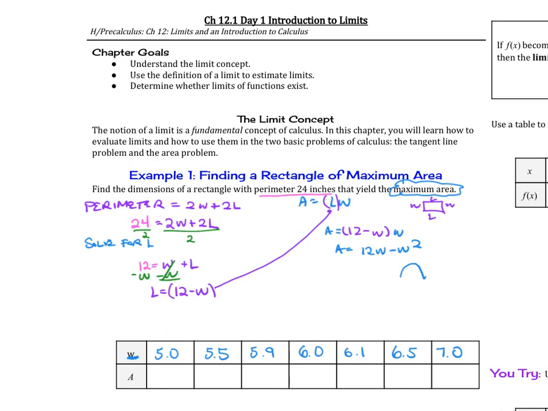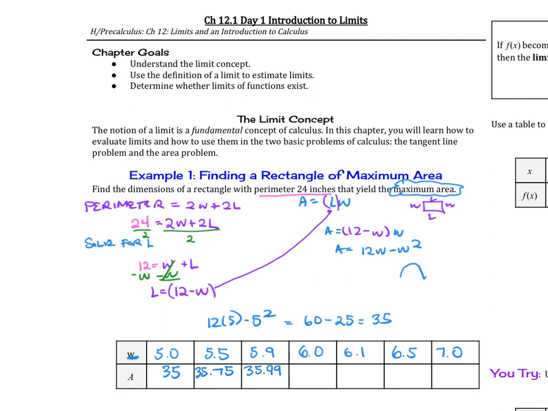So we're going to plug in this W into this equation to find the area. We're going to try 5. So this is going to be 12 times 5 minus 5 squared. So this is going to be 60 minus 25, which is 35. And then you're just going to plug in the next number, so it is handy to have a calculator with you. You plug in 5.5 into this same exact formula, and when you do that, you're going to get 35.75. Then you plug in 5.9, you're going to get 35.99.